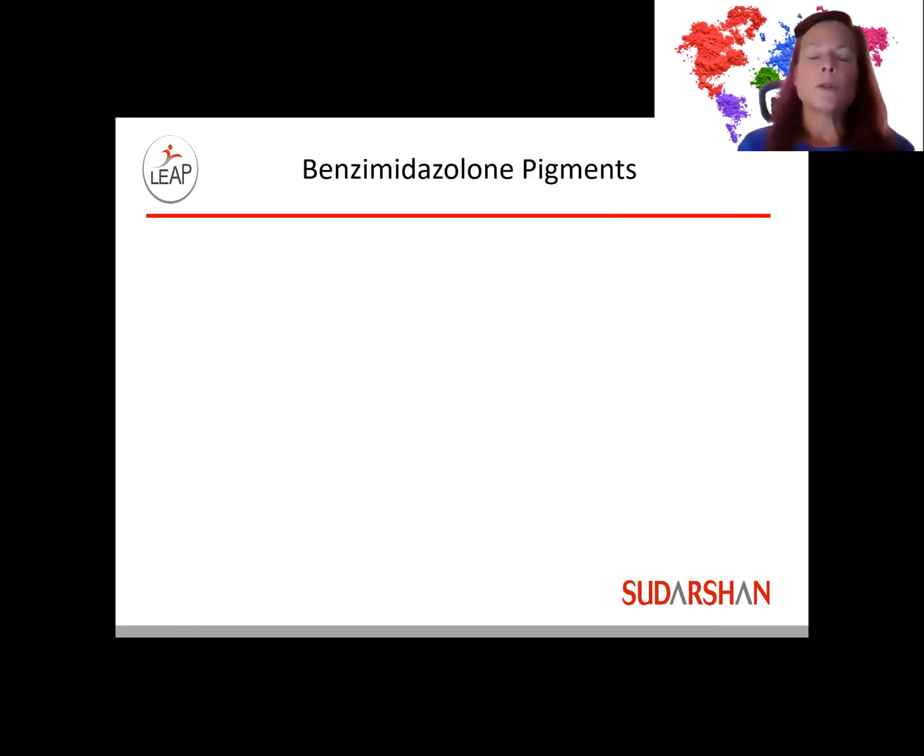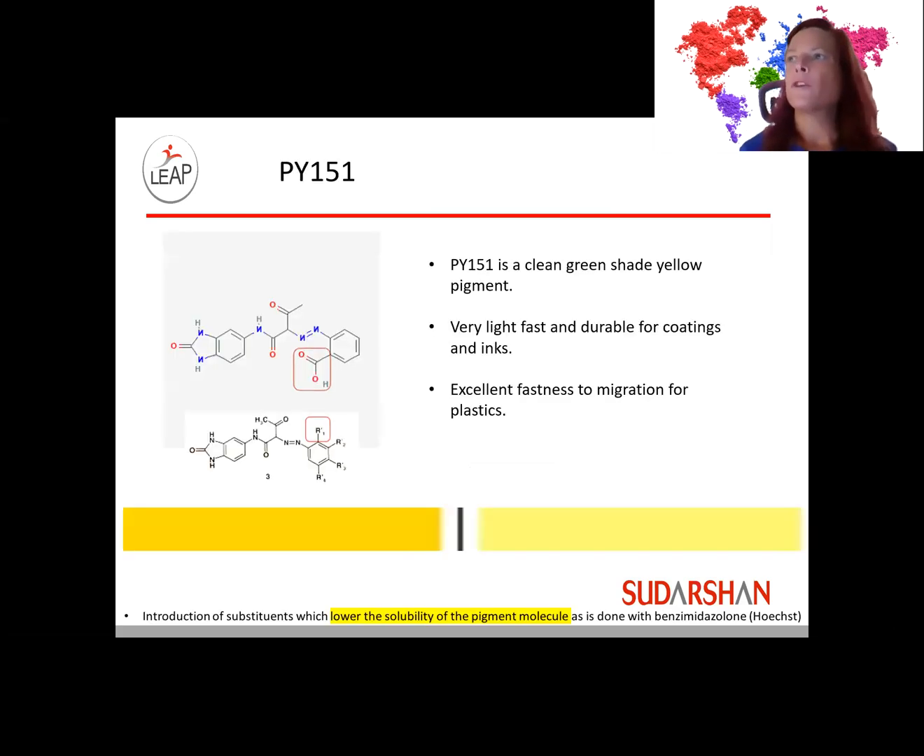So now we'll move on to some examples of the benzimidazolone area. The first one in this series is Pigment Yellow 155. This is a very clean, green shade yellow pigment. And in each case, obviously, some of the performance properties we're talking about today are that they are very lightfast and durable for coatings. However, these are also used in plastics and inks as well.